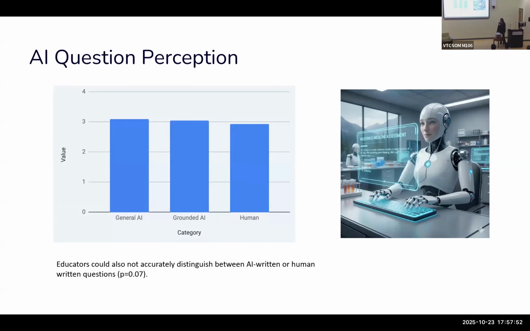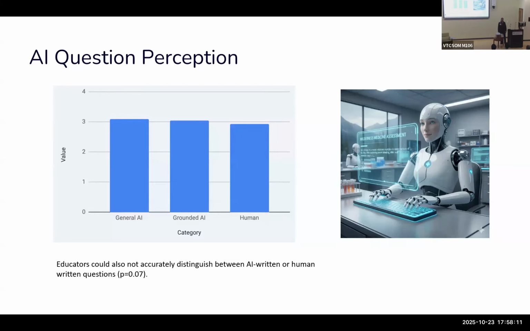Could we tell? Interestingly, no. No statistically significant difference between people judging whether general AI, grounded AI, or humans wrote the question on the Likert scale. So we can't tell the difference, or at least our group of educators could not tell the difference between AI questions and human questions, which I think is pretty huge.